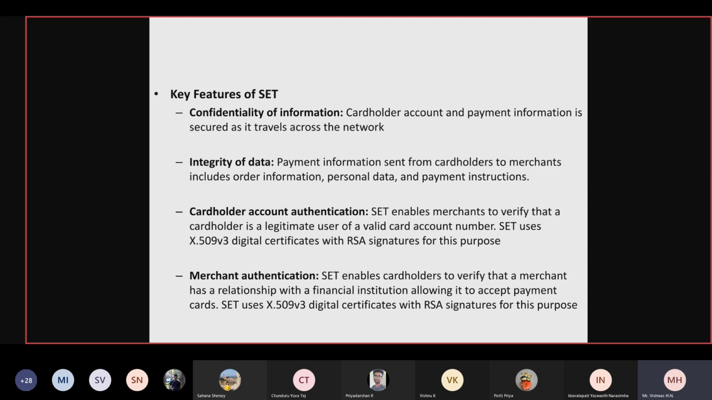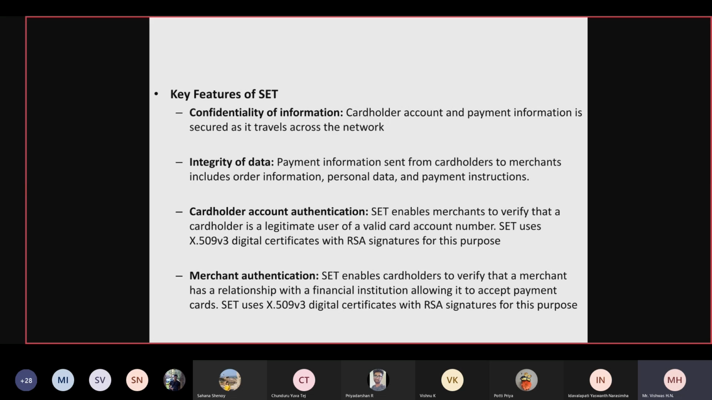Cardholder account authentication. Again, one more very important point. Whether you are the one using your card or not. Whenever we do an electronic transaction, we get OTPs, right? That is cardholder account authentication basically. SET enables merchants to verify that a cardholder is a legitimate user of a valid card account number. SET uses X.509 version 3 digital certificates with RSA signature for this purpose. So basically digital signatures for authentication, right?